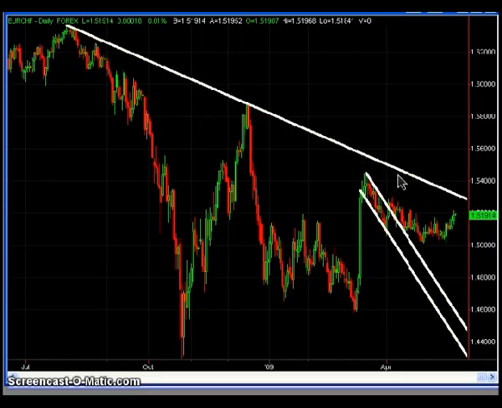I'm personally just waiting for prices to come down and test this longer term resistance line, which actually looks like it's getting closer and closer now. And that line right now is just beneath that 153 figure. So that's what we can keep an eye on for the next 24 to 48 hours.